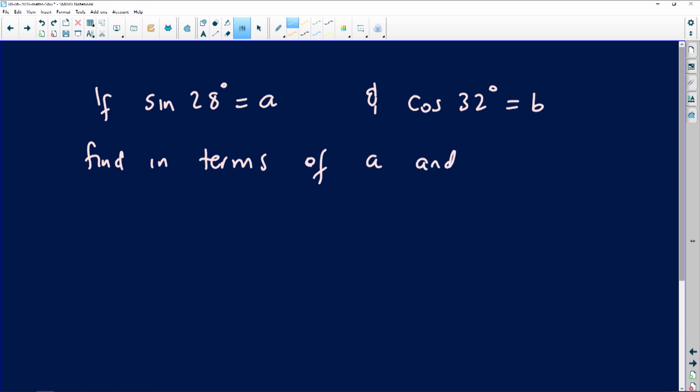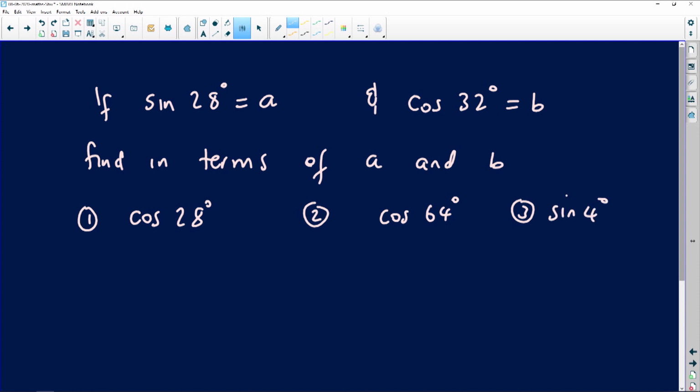A couple of things, right? Number one, we need to find what is cos 28 degrees. Number two, we need to find what is cos 64 degrees. And number three, we need to find my favorite, sine of 4 degrees. So these are the three things that we need to find the solutions to if sine of 28 is A and the cosine of 32 is equal to B.